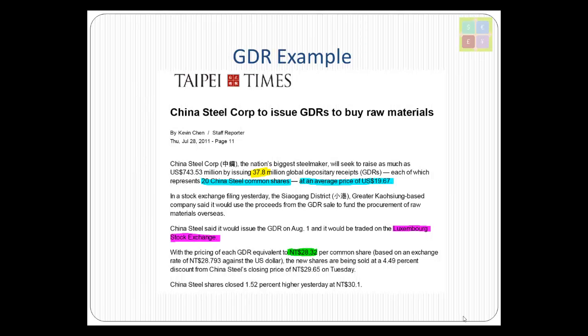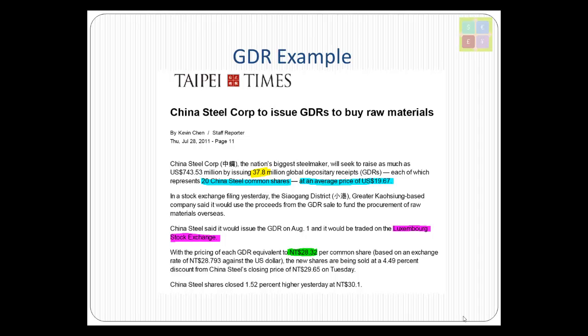And here we have a GDR example. China Steel Corporation announced in 2011 to issue GDRs. And as you can see, highlighted in yellow here, the company was going to issue 37.8 million GDRs and wanted to raise 743.53 million US dollars. So although this is a GDR, it's denominated in dollars.